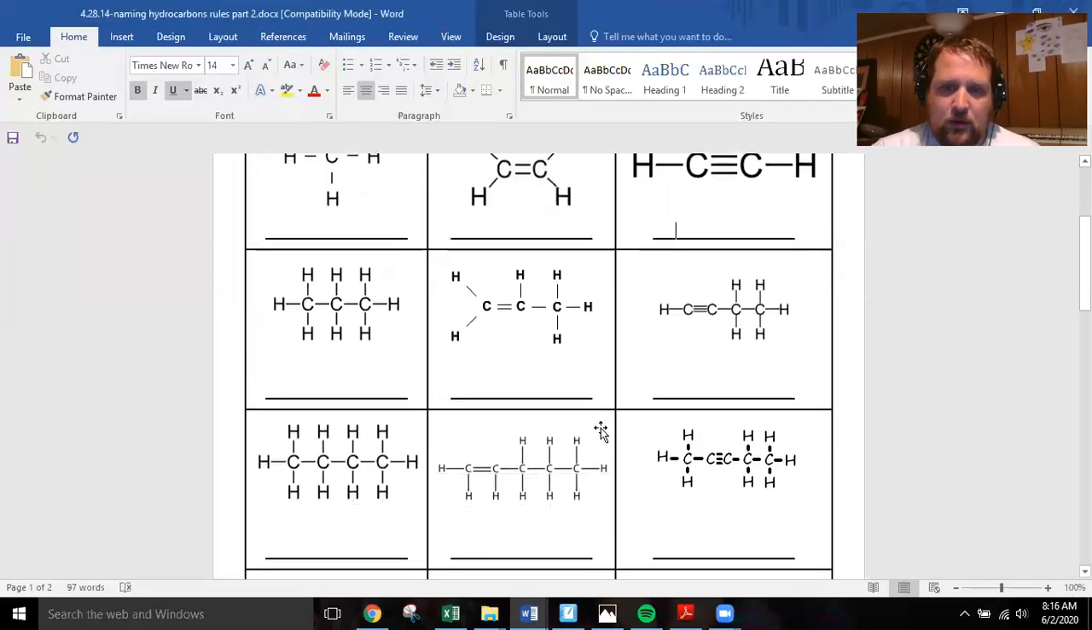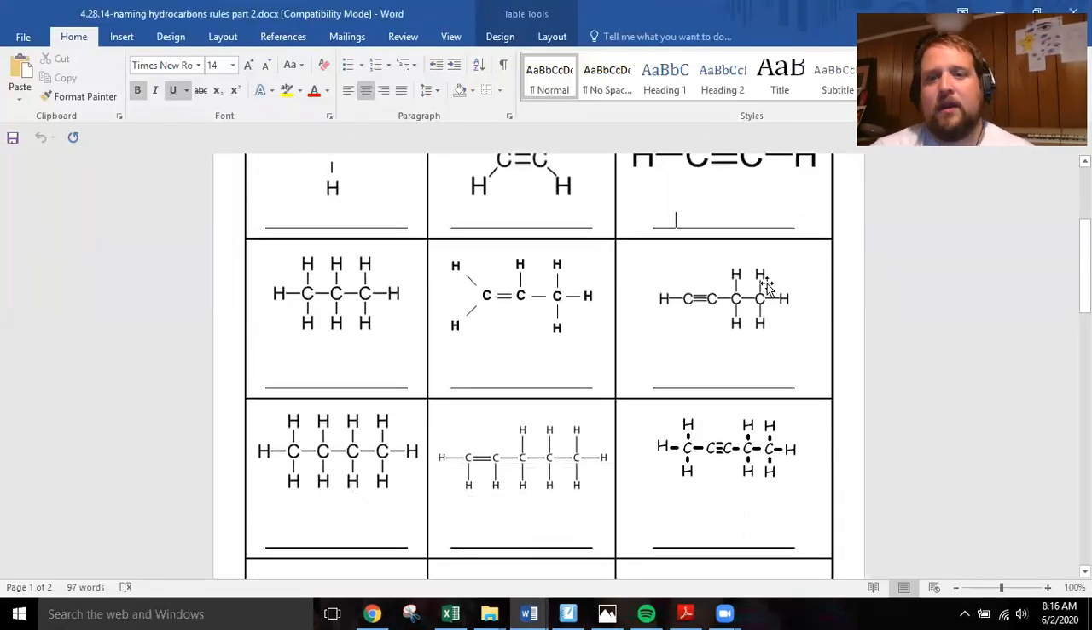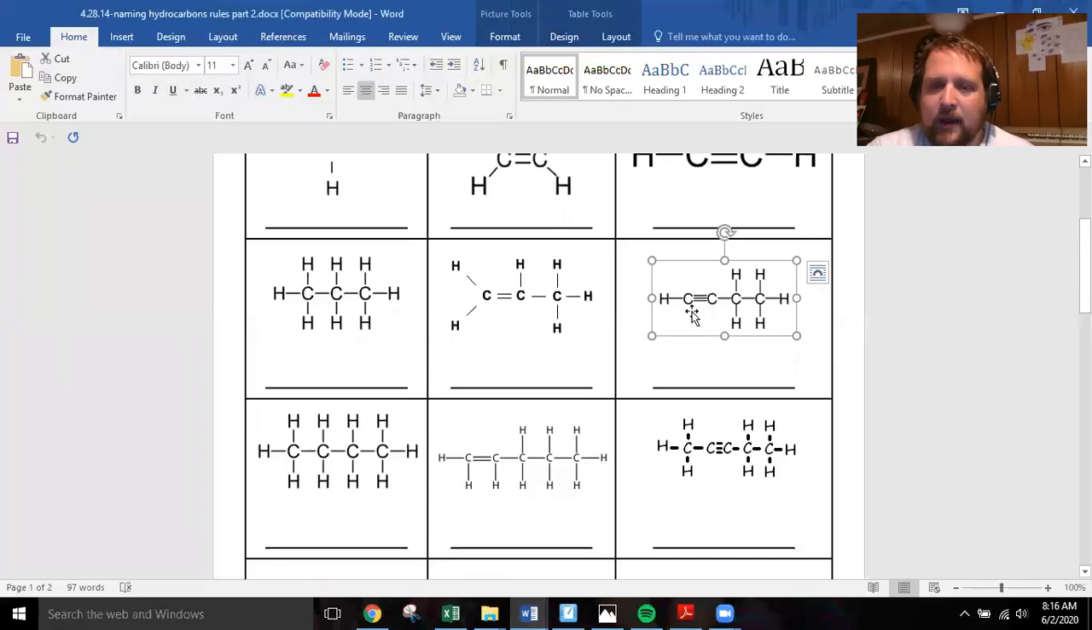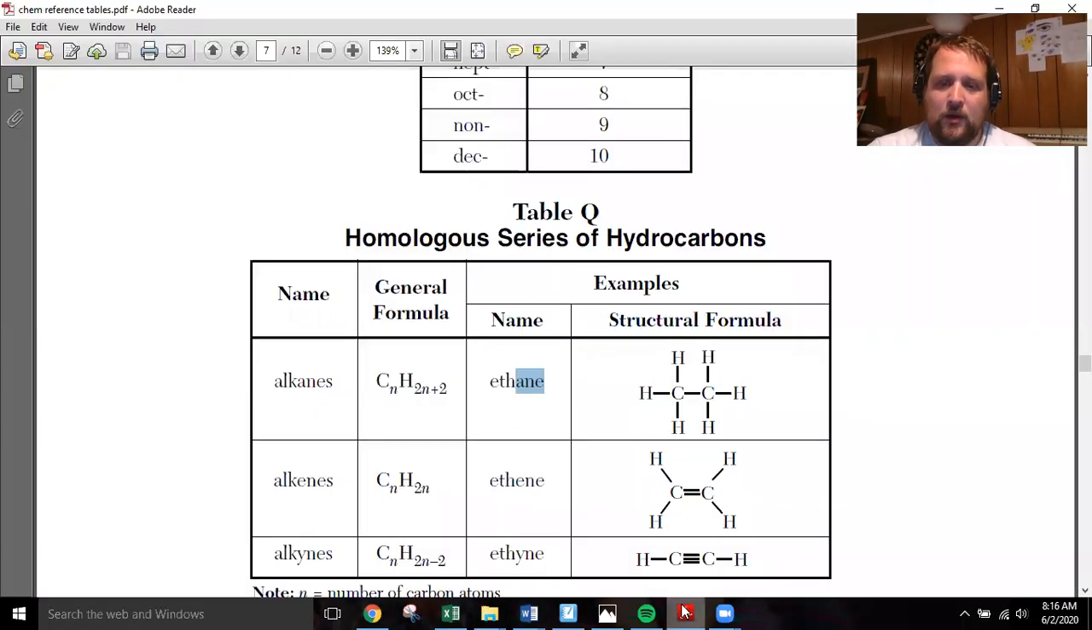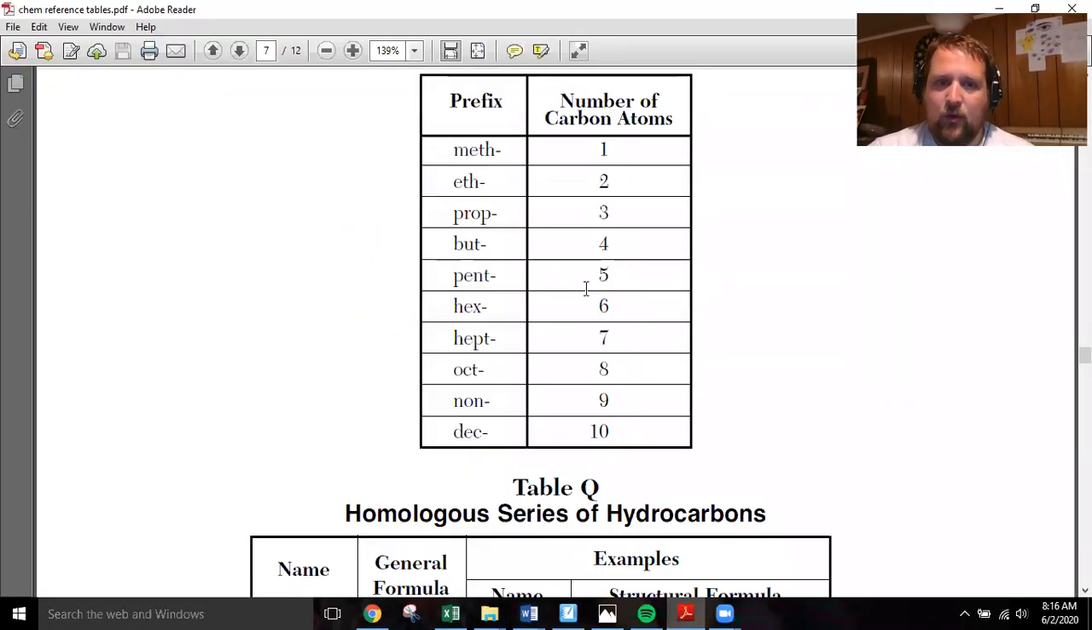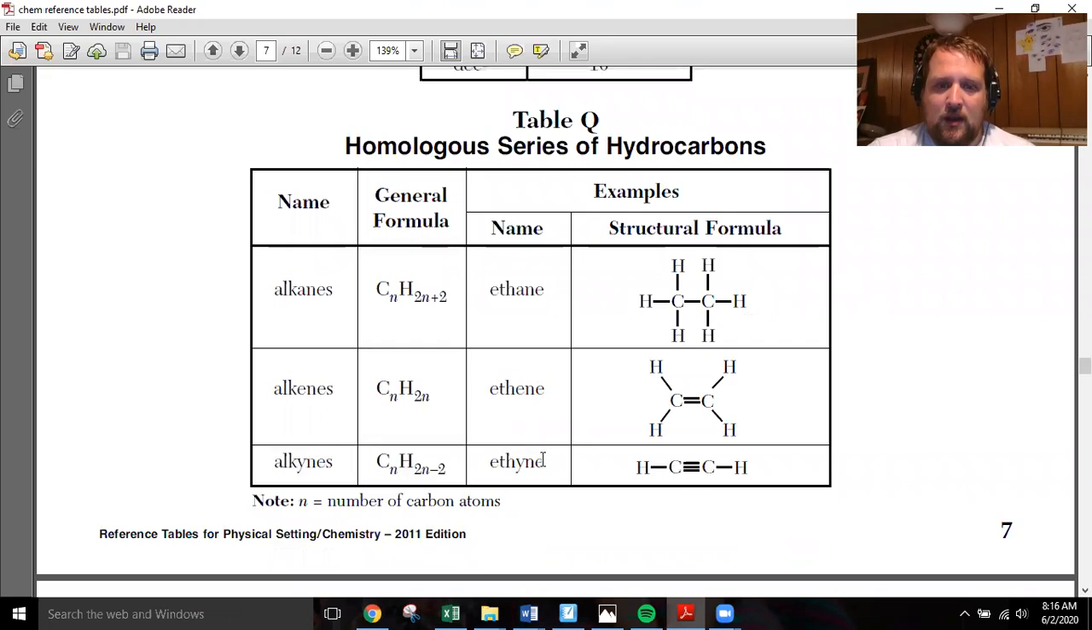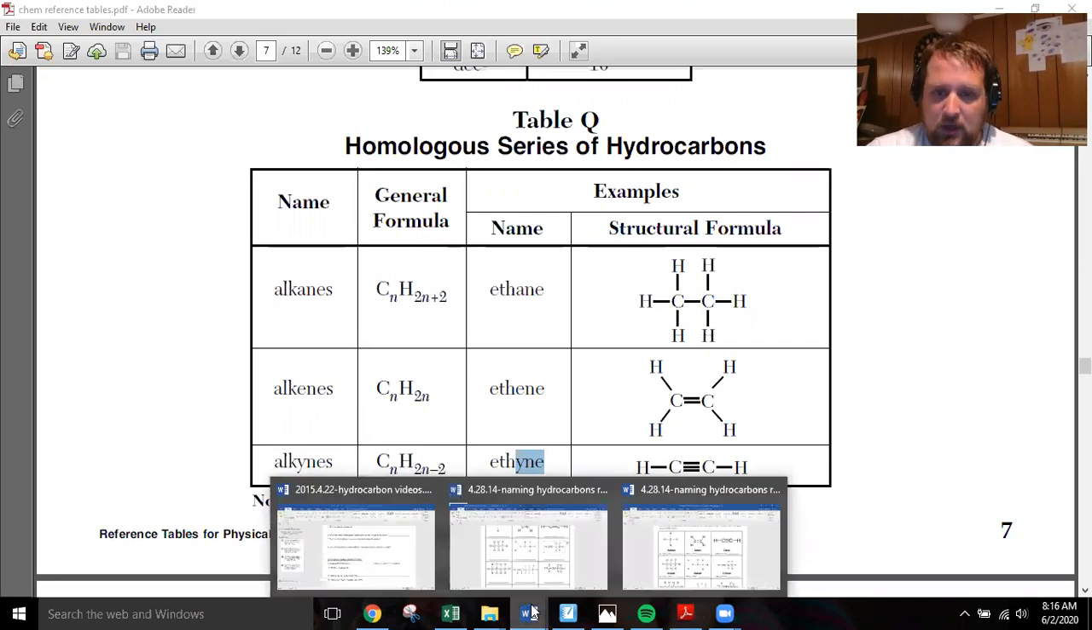Let's do one more. Like this one over here, I count 1, 2, 3, 4 carbons, and I notice it has a triple bond. So I'd go around my reference tables. 4 carbons is going to start but, and a triple bond is going to end YNE. So that would be butyne. However, be careful.